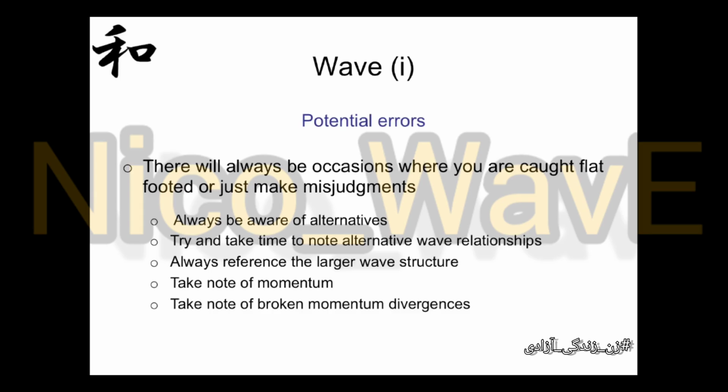Also take note of broken momentum divergences. What I tend to find is that if you have been looking at this, say, bearish divergence, and suddenly momentum breaks up above that divergence line, it normally and often means an acceleration of the trend.